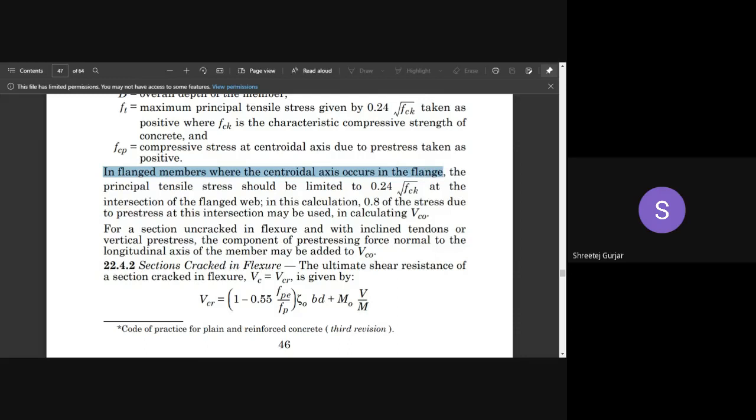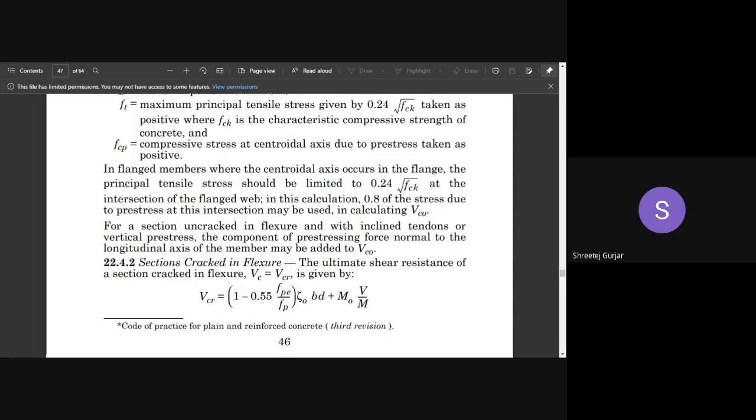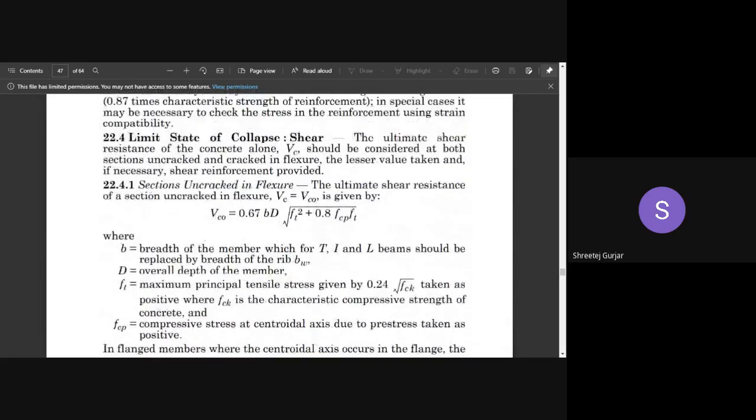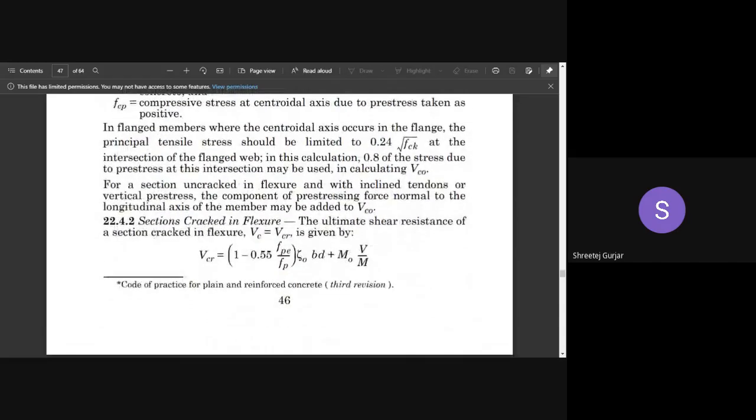If it is not in the web, if it is in the flange, the maximum principal stress should be limited to 0.24 square root of fck. This particular statement is important. Now, after we have studied uncracked members, the second thing is section in cracked.